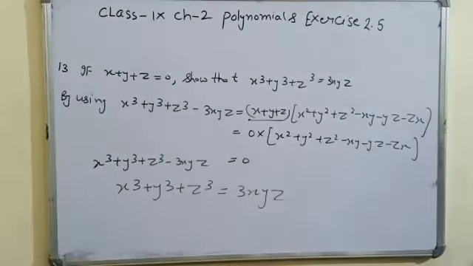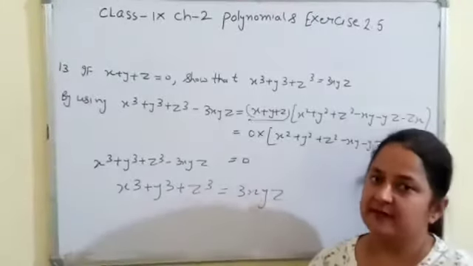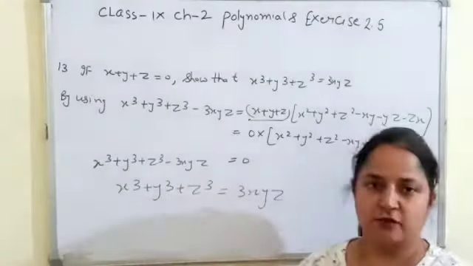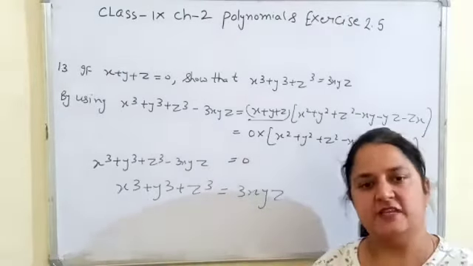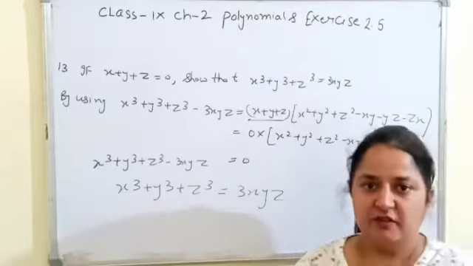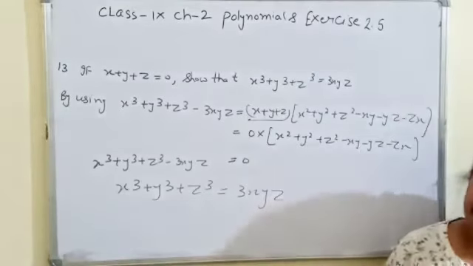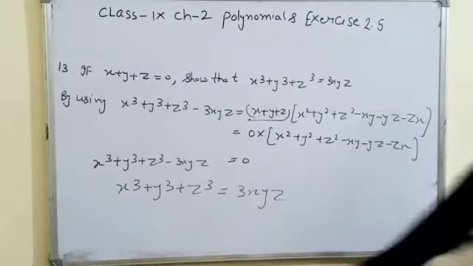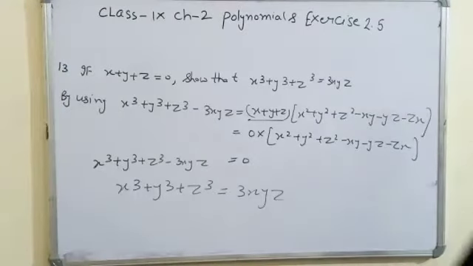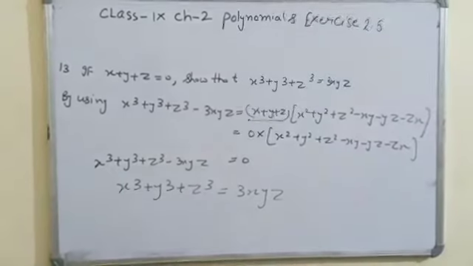If in any question it is given to us that x plus y plus z is 0, then we can apply the same result. So you have to remember it: x cube plus y cube plus z cube will be equal to 3xyz when it is given to us that x plus y plus z is 0. By using the same condition, we will solve question number 14.